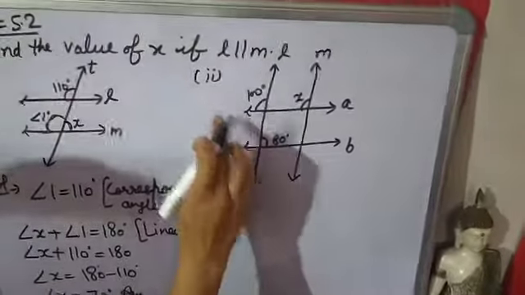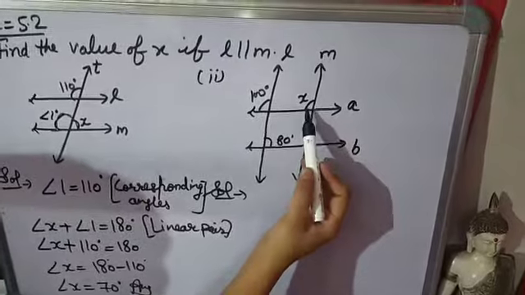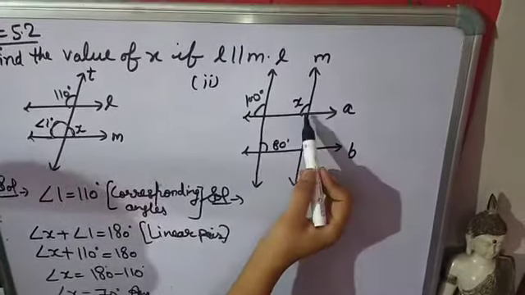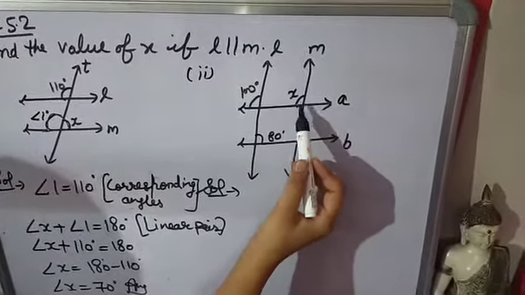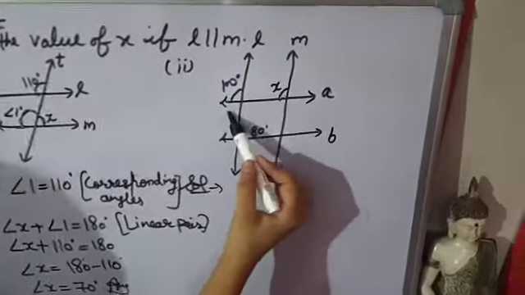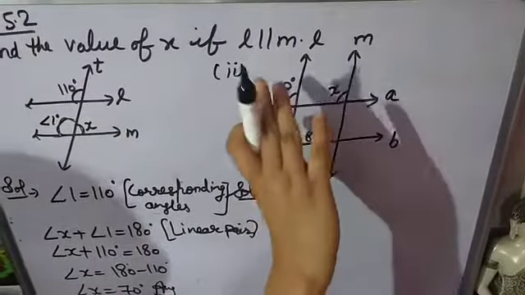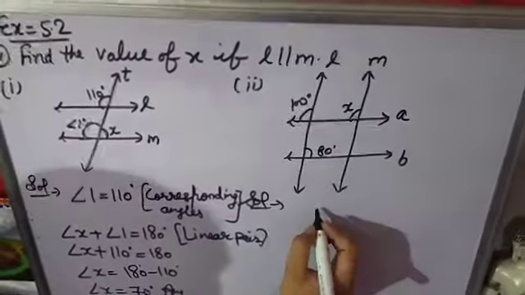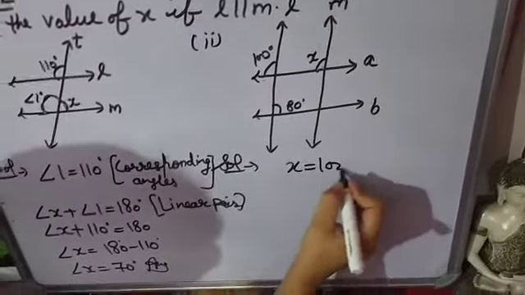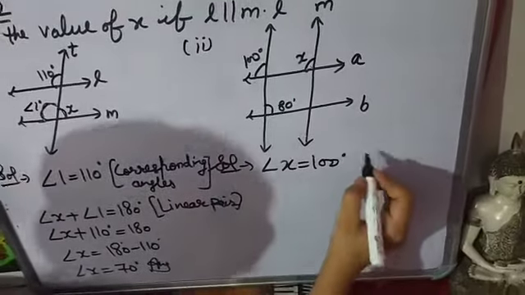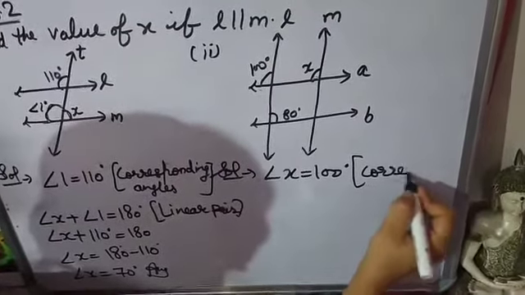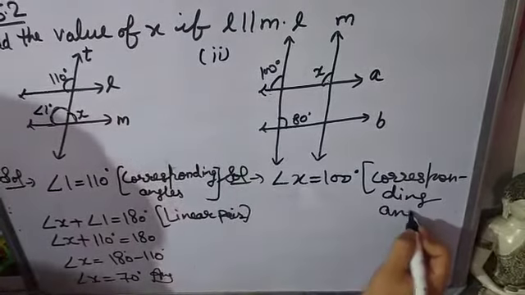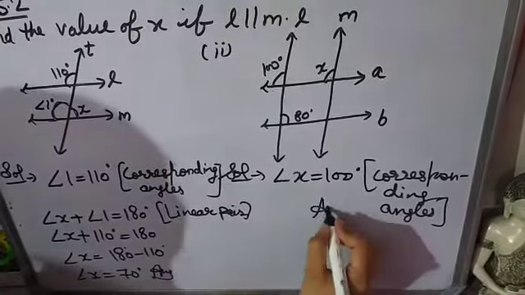Now look at the second part. In this part also you have to find the value of x. It is simple. Look at this. x and 100 are both corresponding angles. So, write in the notebook that x and 100 are both corresponding angles. So you will write angle x is equal to 100 degrees, because they are corresponding angles. Answer.